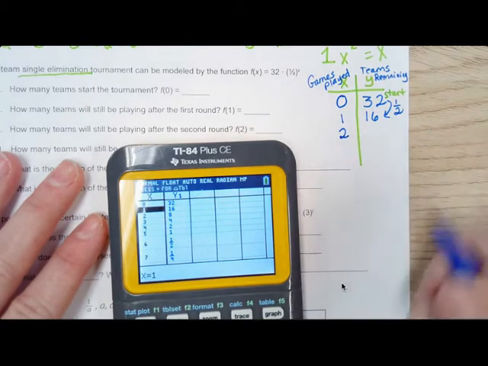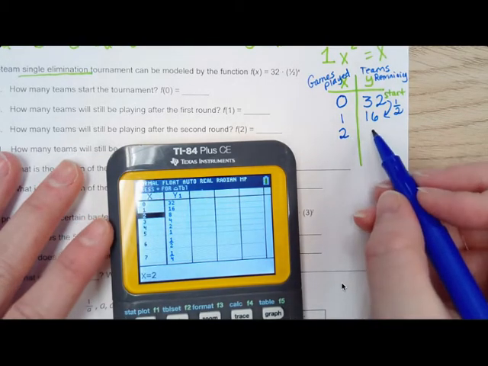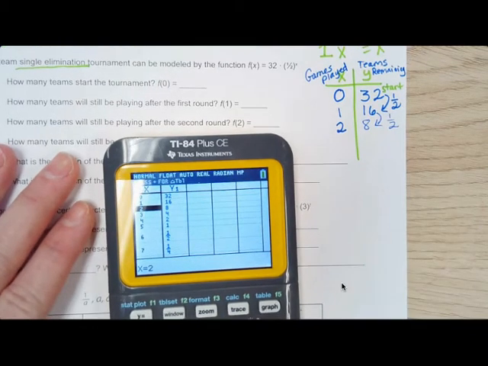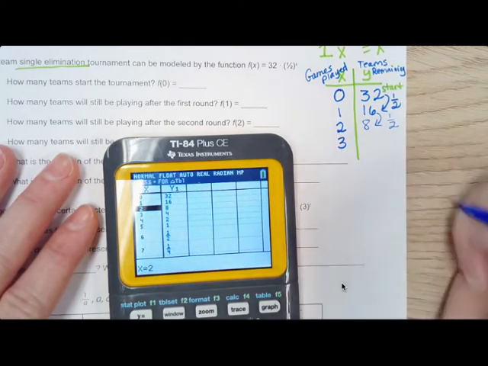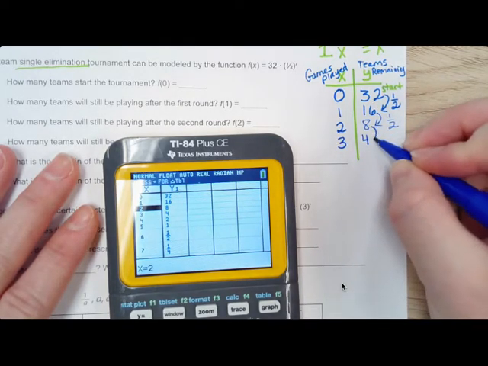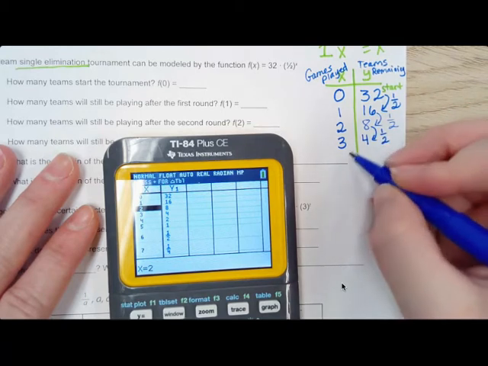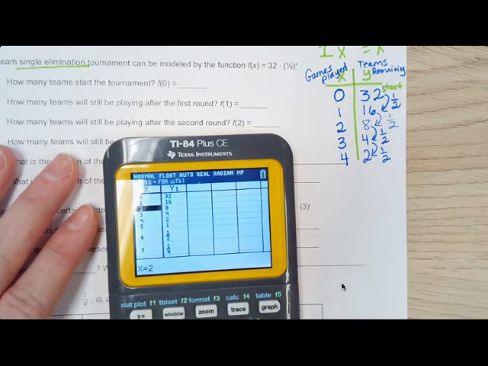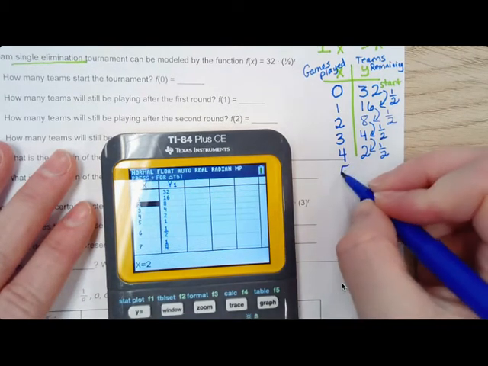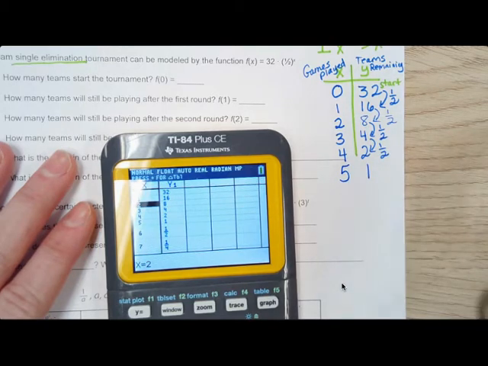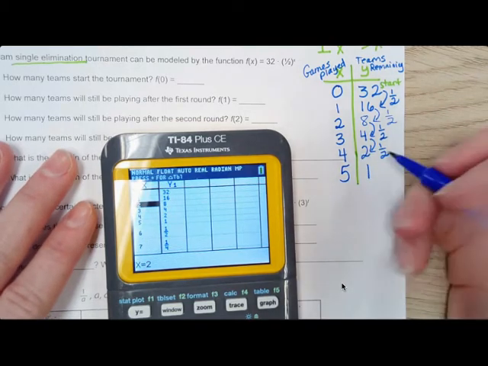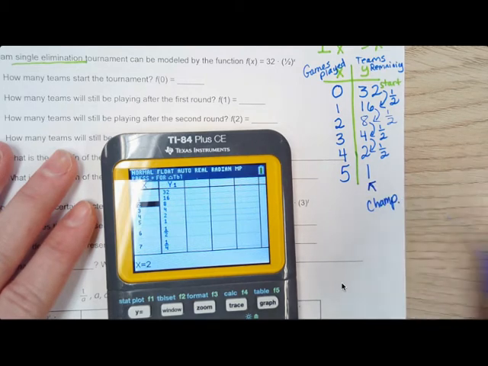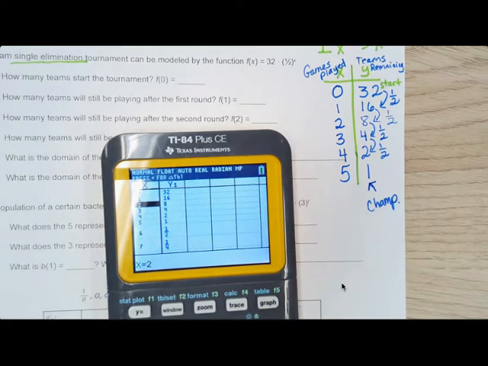What about 2 games? It is 8. So now we have 8 teams remaining. It's half. 3 games, it's 4 teams remaining. 4 games, and we have 2 teams remaining. So this is our championship game, game 5. We have 1 team remaining. So 1 represents our champion, the winner of the tournament.